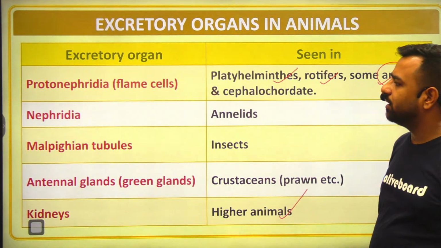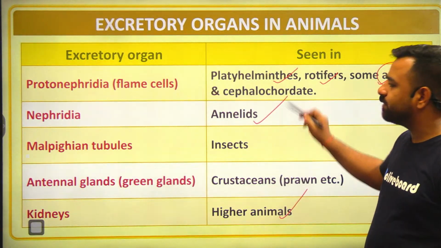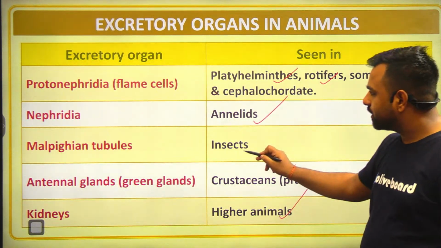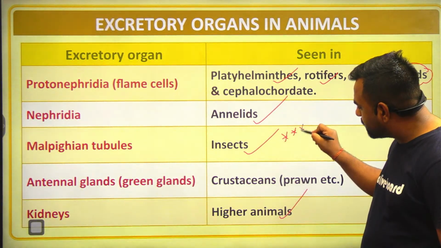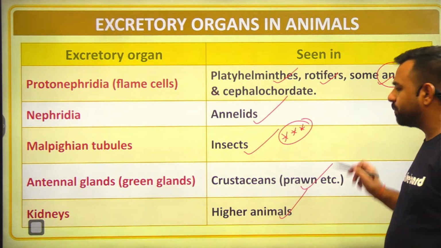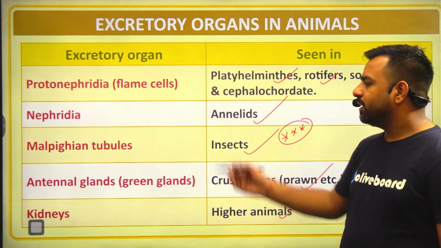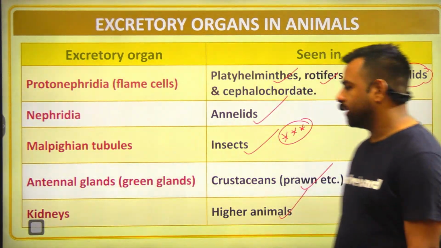Here you can link it with the protonephridia. If I talk about annelids specifically, so nephridia. Insects have Malpighian tubules. This was asked in the examination previously. Then you can talk about prawns and all. They have antennal glands, or we can say it is a green gland. Okay, so that's done.